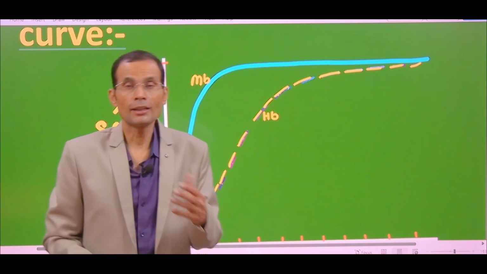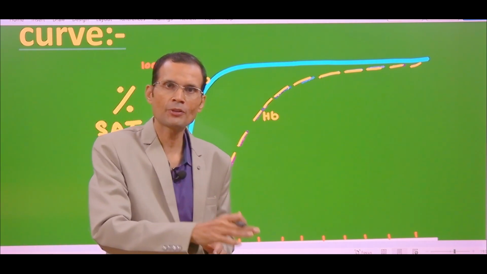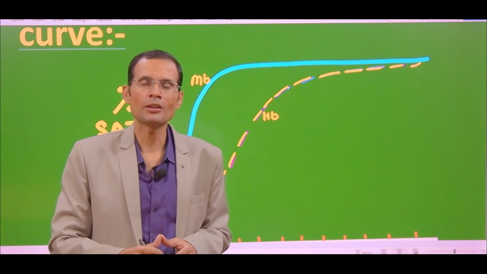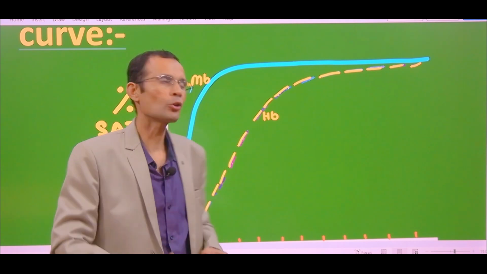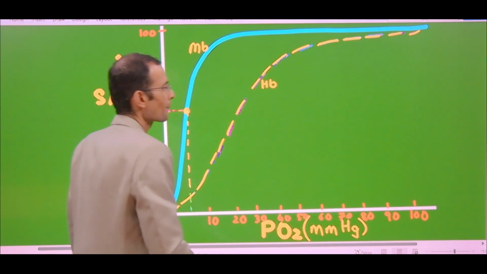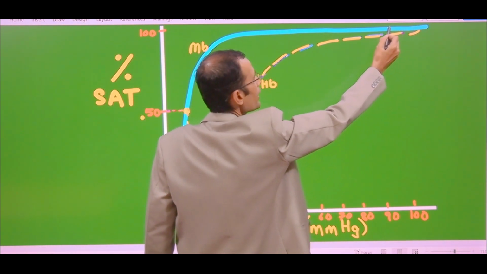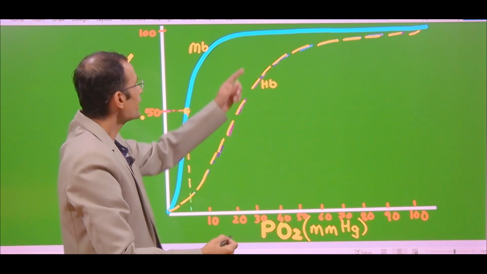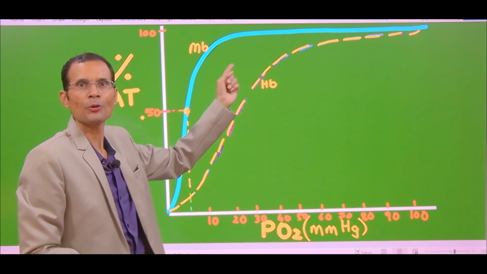Also, now this is about the oxygen binding with myoglobin, oxygen association with myoglobin. What about oxygen dissociation from myoglobin? How does the oxygen dissociate or get released by myoglobin? On the horizontal axis you can see it's the PO2. So PO2 100, 90, 80, 70, 60, 50, 40, 30. PO2 is falling from 100 to 30 or 20.